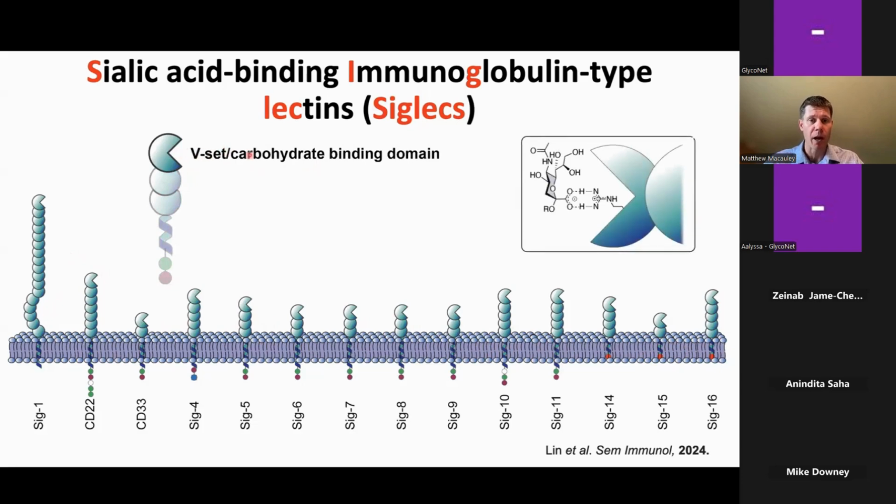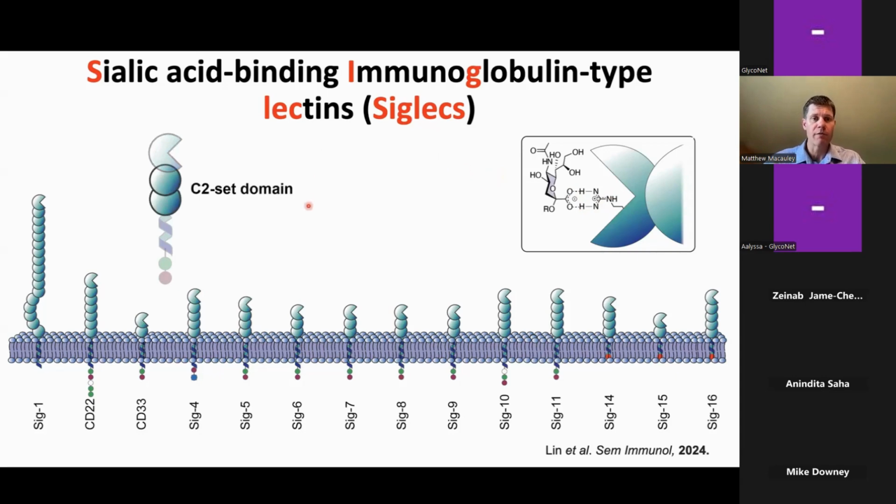The carbohydrate binding domain recognizes sialic acid or sialosides, and it does so through a salt bridge with an essential arginine. That arginine is going to become important in the talk because we often mutate that arginine to abrogate glycan recognition.